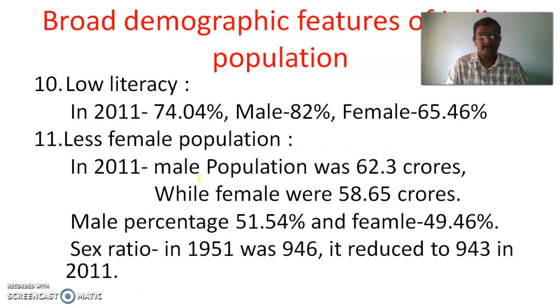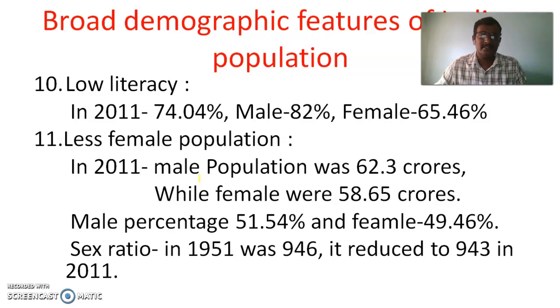Another important feature here is low literacy. In 2011, 74.04% of the population were literate. Of these, male literates were 82%, whereas females were only 65.46%. So this shows that again there is an inequality between male and female literacy rates.